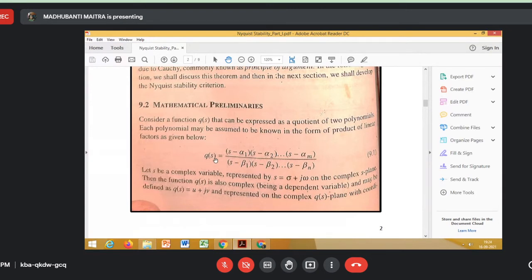Is the statement correct? Let me first repeat the sentence. For any value of S, Q(S) will be complex. That is the statement. Is this statement 100% correct?